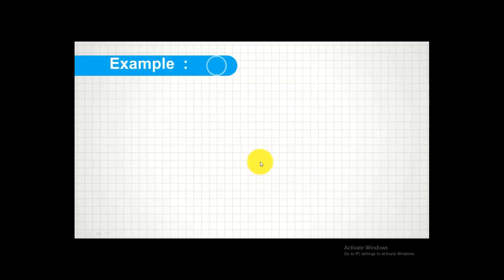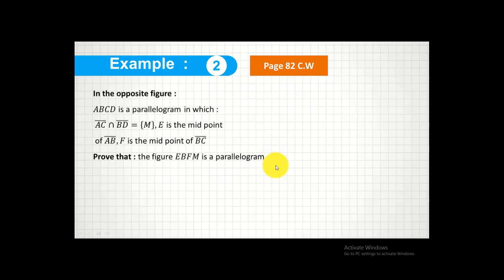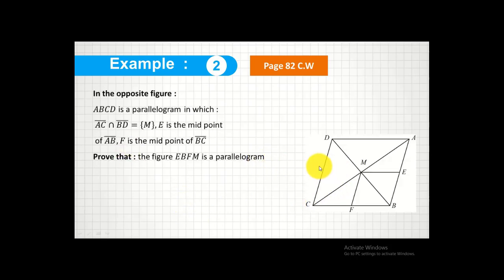Let's have another example. Example number 2, page number 82, classwork. In the opposite figure, ABCD is a parallelogram in which line segment AC intersects line segment BD at the point M, and point E is the midpoint of line segment AB, and point F is the midpoint of line segment BC. Prove that the figure ABFM is a parallelogram.